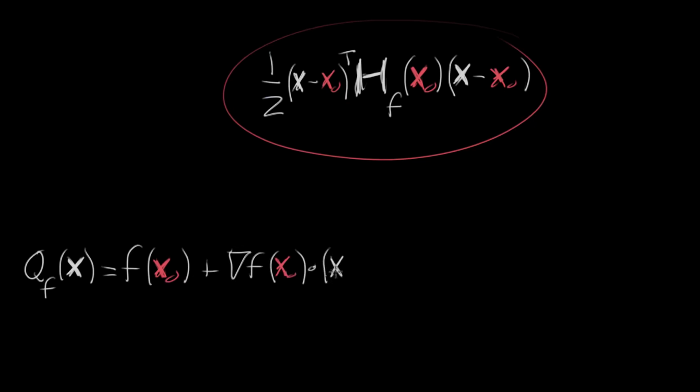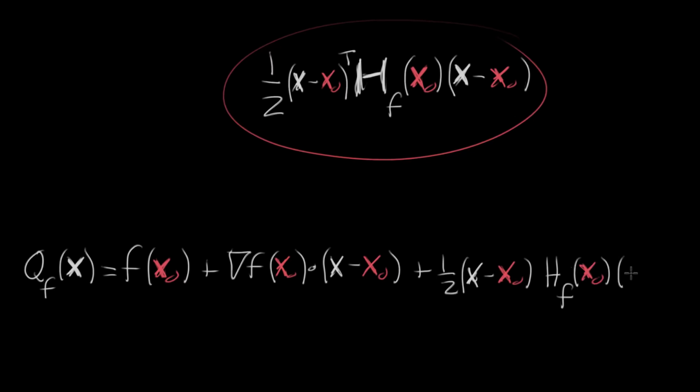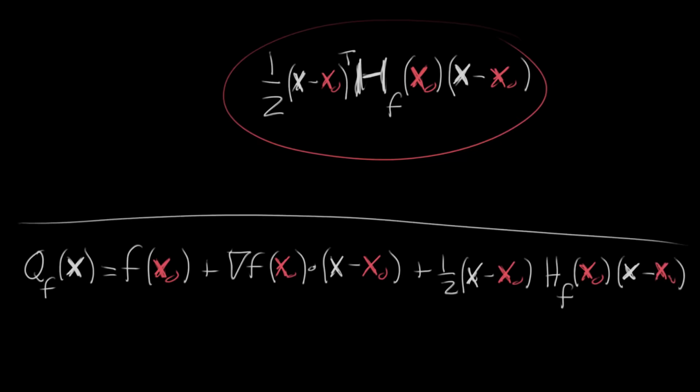So this is a constant vector, dot product with the variable vector x minus the constant vector x naught, that whole thing, plus 1/2 we'll just copy down this whole quadratic term up there, the variable minus the constant multiplied by the Hessian, which is like an extension of the second derivative to multivariable functions. And we're evaluating it at the constant x naught. And then on the right side, we're multiplying it by the variable x minus x naught. And this is the quadratic approximation in vector form.